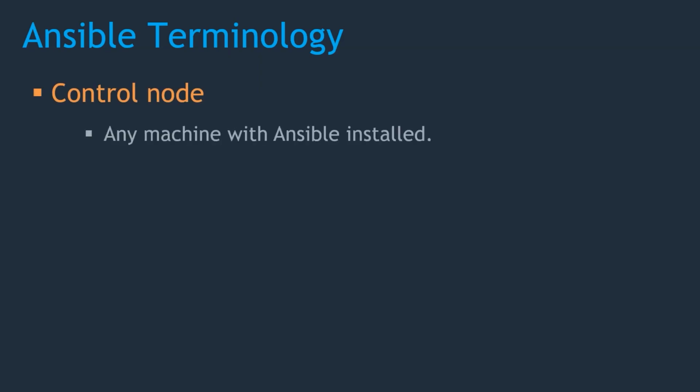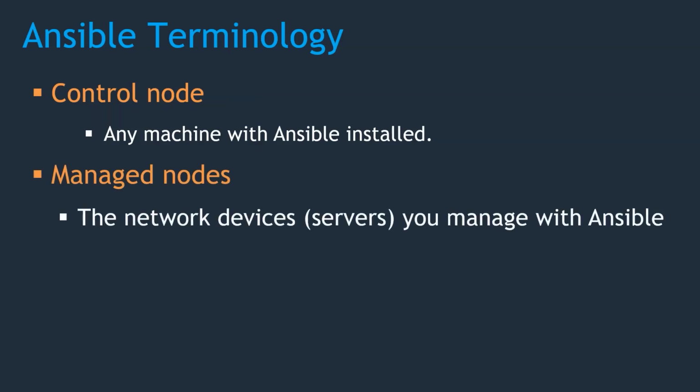Now Ansible terminology. So first, control node. As I said, a control node is any machine with Ansible installed. Wherever we install Ansible, that we call a control node. Next, managed nodes. Managed nodes are nothing but the network devices or servers you manage with Ansible. So whatever we are managing through Ansible, we call those managed nodes.